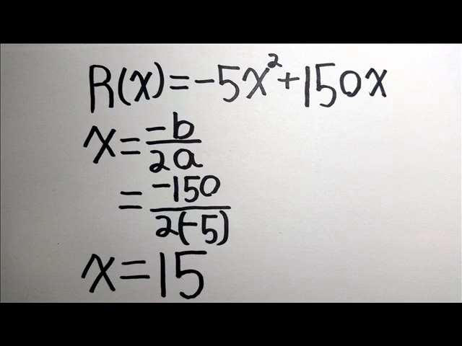Next, we're going to try and find the vertex. We're going to use a new equation, and this is x equals negative b over 2a. So we're going to sub in our b value and a value into the equation. So you get x equals negative 150 over 2 times negative 5. This gives you an x value of 15. This is also known as your axis of symmetry.